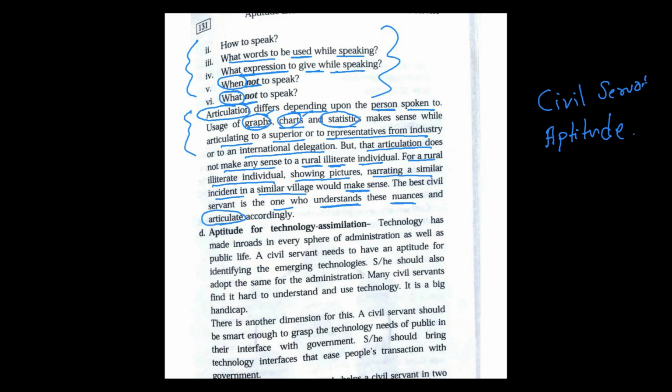So what I'm trying to say here is articulation is not the same in all cases. You have to see with whom you are dealing, whether it's a rural area, so you have to do it in this way. Whether it's an international organization, or you are going as a representative to any organization, suppose ASEAN or something, हम IR में पढ़ते हैं. If you are articulating to your boss or anyone from your own office, so you can use this.